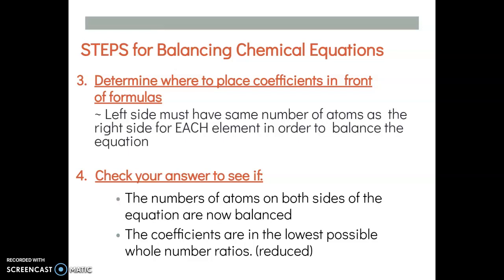Then you are going to check your answers to see if, number 1, the number of atoms on both sides of the equation are balanced, and number 2, the coefficients are in the lowest possible whole number ratio, so they're reduced. So if you end up with a balanced equation that has coefficients that can be reduced to a lower number, you should do so, okay?